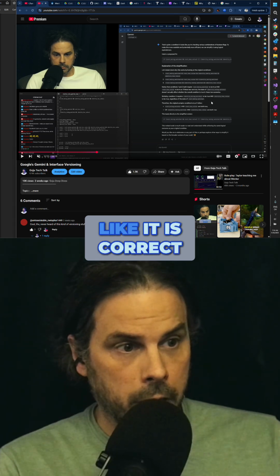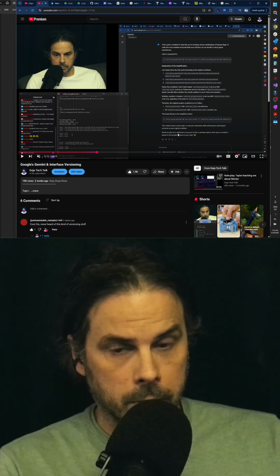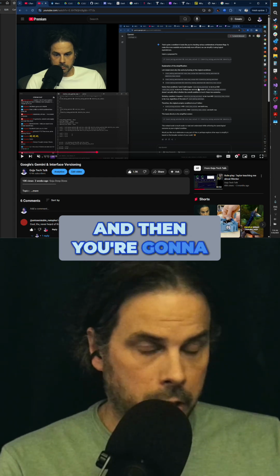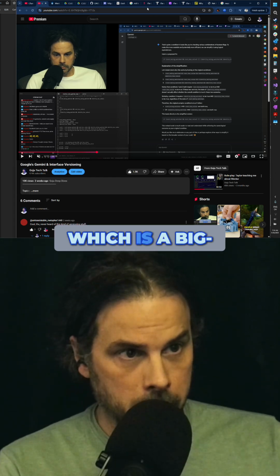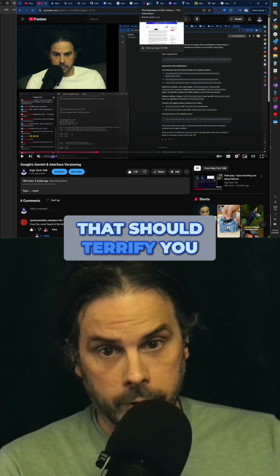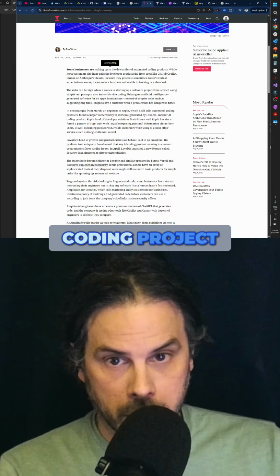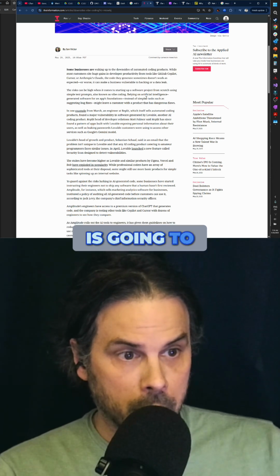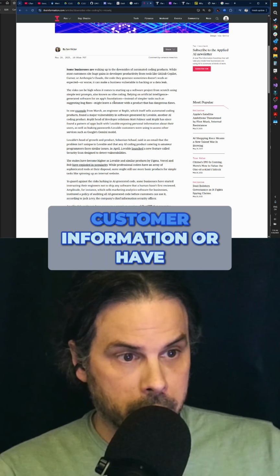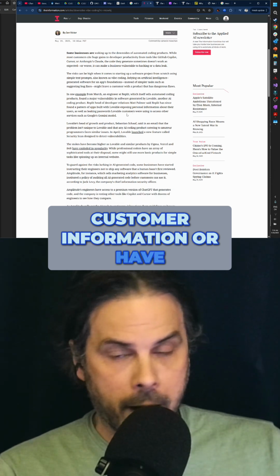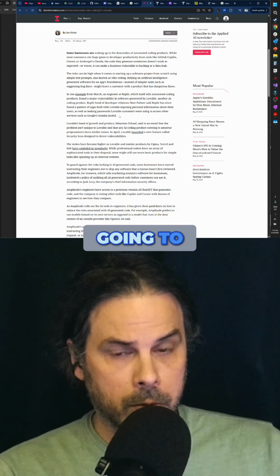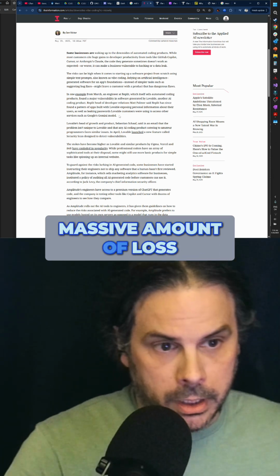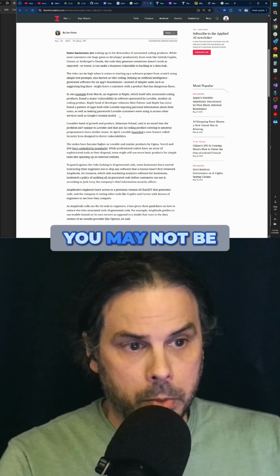It's going to look like it is correct. And then there's going to be the one corner case where it's not correct. And then you're going to have a security vulnerability, which should terrify you, because your little vibe coding project, which you're going to sell to people and they're going to use, is now going to do things like leak customer information or have a security flaw, and that is going to bury you. You're going to suffer a massive loss of integrity that you may not be able to recover.